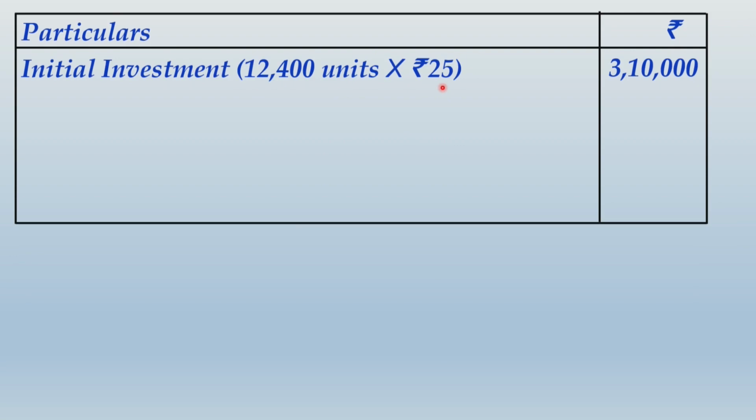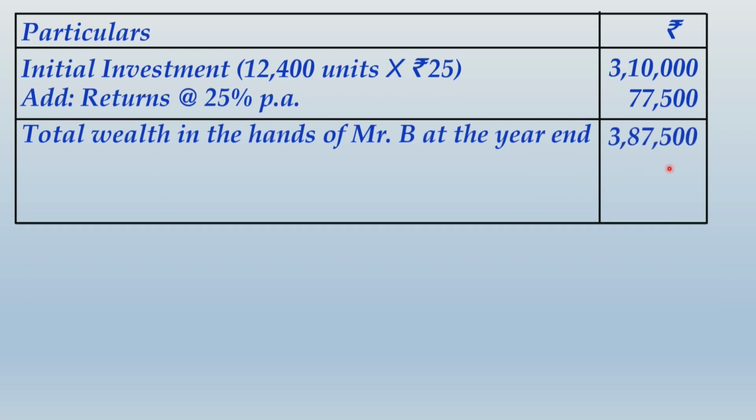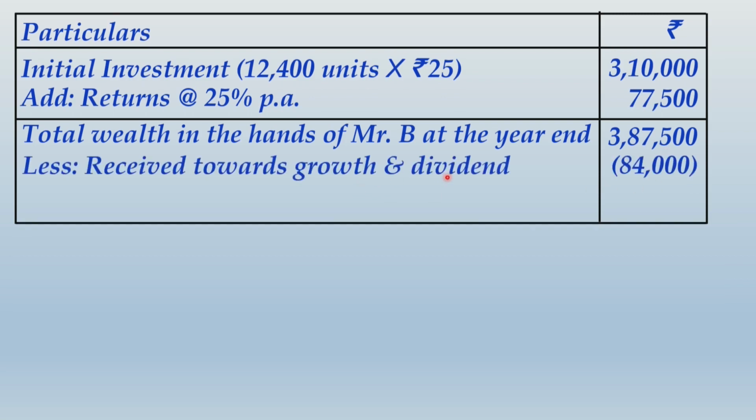As we have worked out, NAV at end of the first year is 25. So this is the initial investment, not from the viewpoint of overall investment period, but this is the initial investment for the second year. Returns for the second year were 25%. 25% added to 3,10,000, you get 77,500. Total wealth in the hands of Mr. B at the year end will be 387,500, and whatever amount you have received by way of growth and dividend distribution, that is the cash distribution, is 84,000.